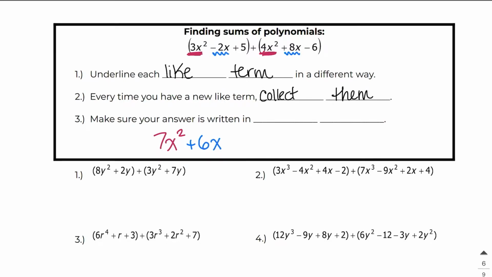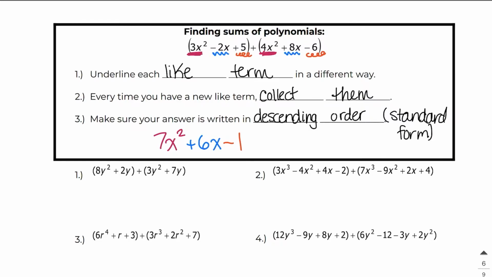And then lastly, our last set of terms that we have here is positive 5 and negative 6. And positive 5 and negative 6, when I put them together, team negative wins by 1 point. So I get minus 1. And then the last thing you need to make sure you do is make sure your answer is written in descending order or in standard form. And just a reminder, that means you're going to go from the highest exponent to the lowest exponent, which our answer already is written in descending order. So this is my simplified answer.